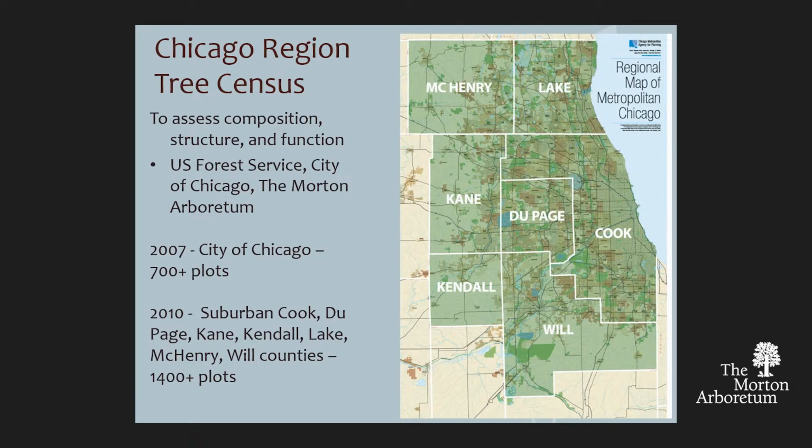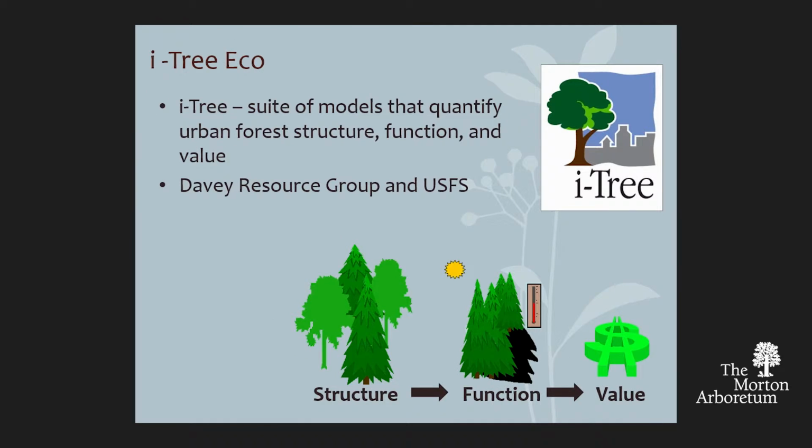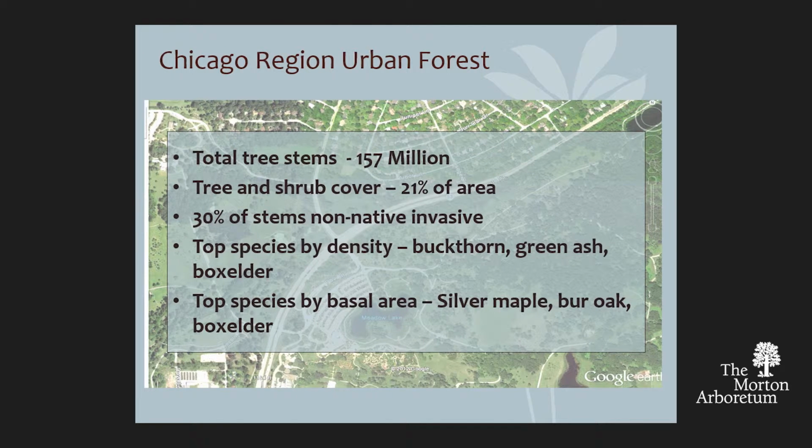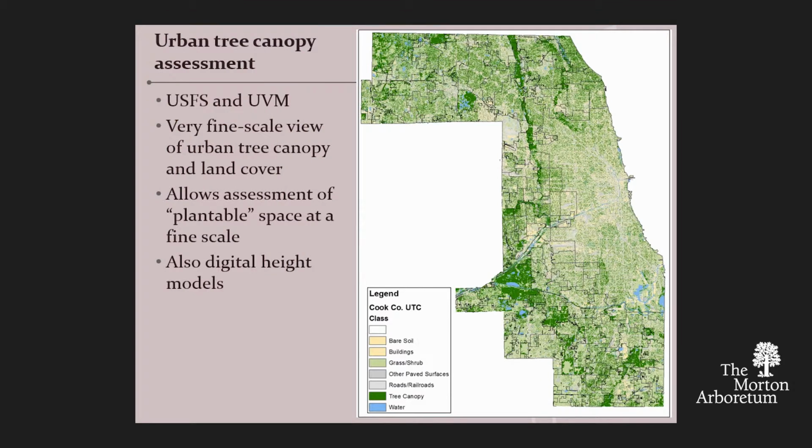So we have this Chicago region tree census that was done by the Forest Service and the Arboretum. Lots and lots of plots. So we have this really good data set for the region that we've pumped into iTree Eco to get all this information about, we have 157 million trees, they're these species, they provide this much benefits. We have lots of good information on that, and then what species are at risk to pests.